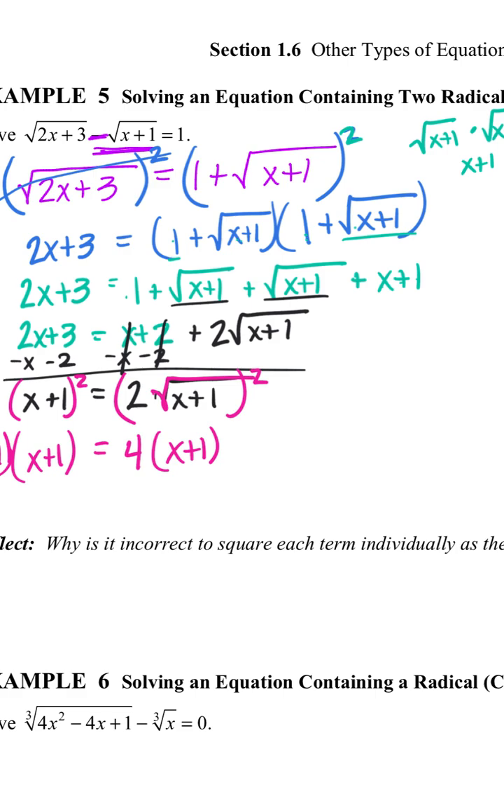All right, so now we got x times x, x squared. x times 1 is x. 1 times x is x. And 1 times 1 is 1. Now distribute that 4.